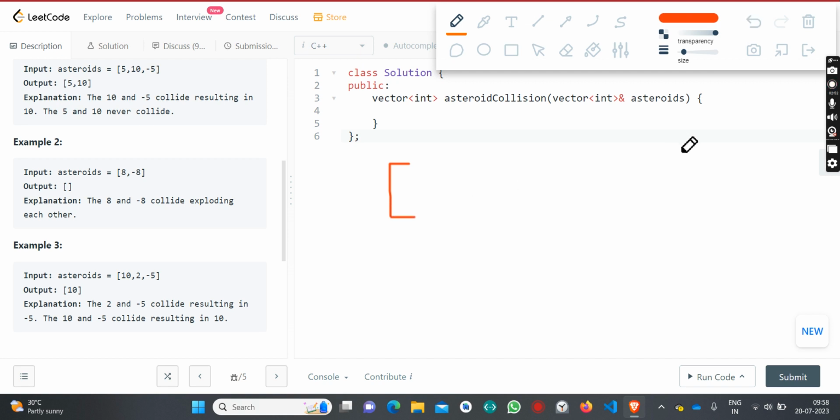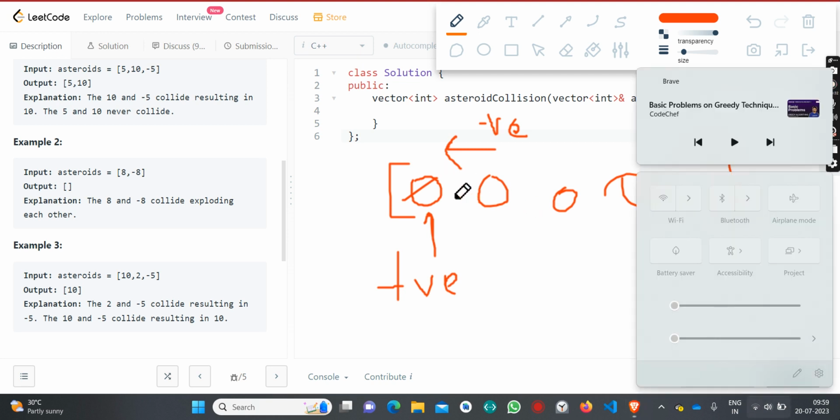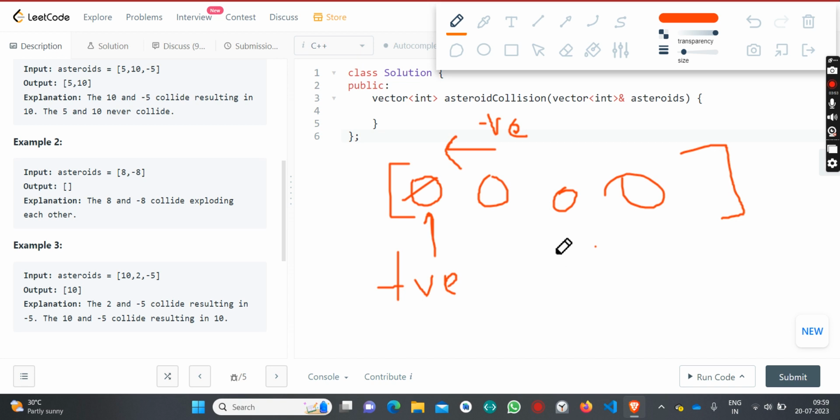Let's talk about the solution. Suppose for a positive one, which means it is moving to the right, if somehow I am able to say whether there exists any negative, which is moving to the left and is greater than this in size, obviously I can say this can explode.